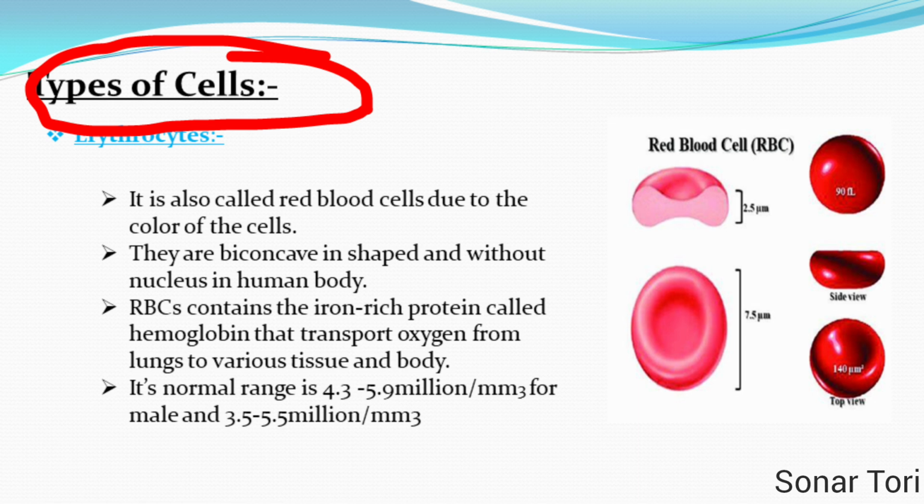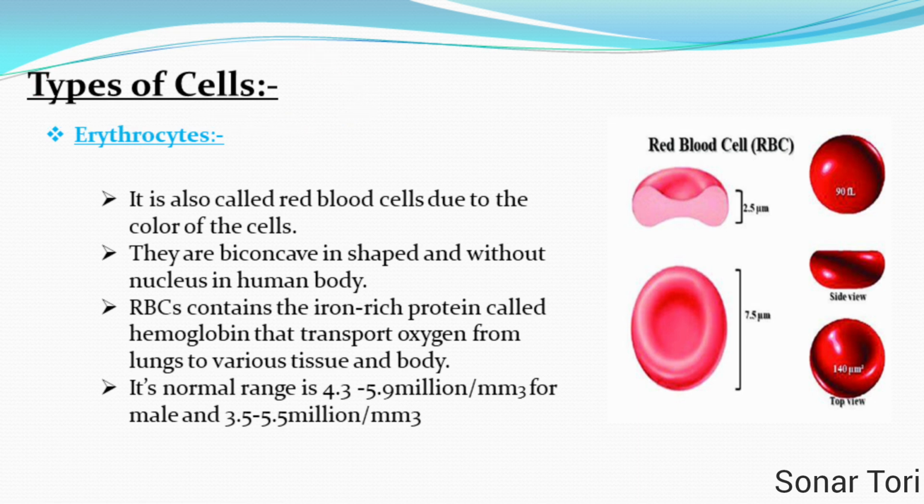Types of cell. There are mainly three types of cell: erythrocyte, leukocyte, and thrombocyte. First, erythrocyte. It is also called red blood cell due to the color of the cell, and it is biconcave in shape. You can see in this picture, this is a biconcave shape, and in the middle of the RBC it is thin, and at the side of the RBC it is thick. In the human body, the RBC has no nucleus.